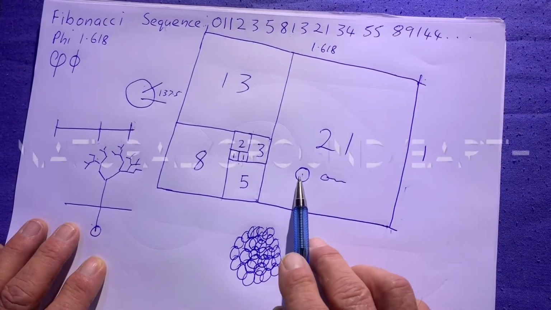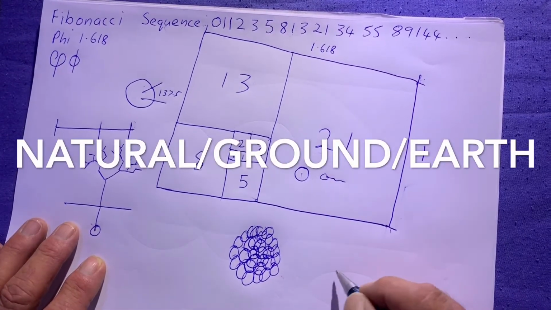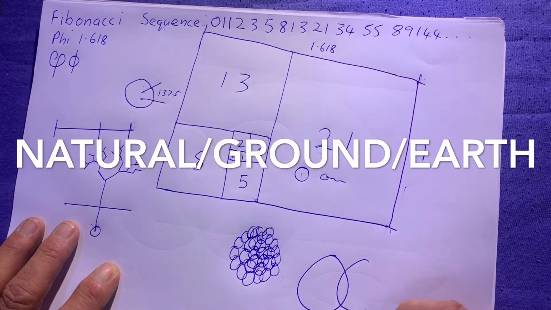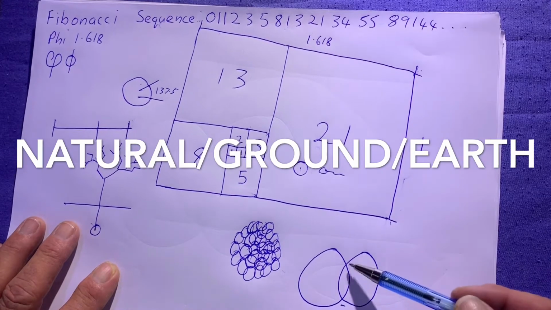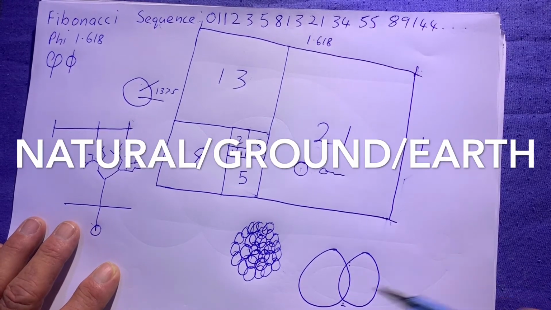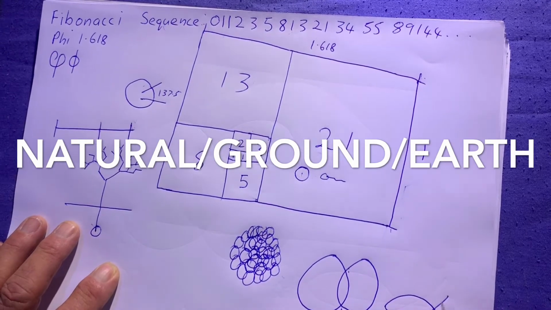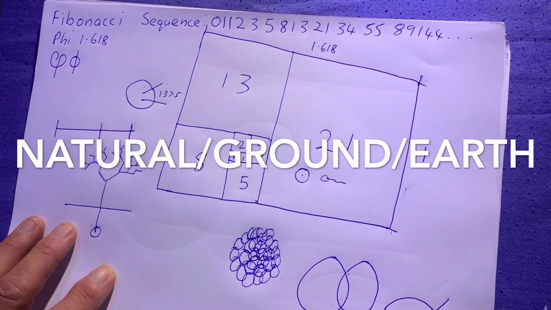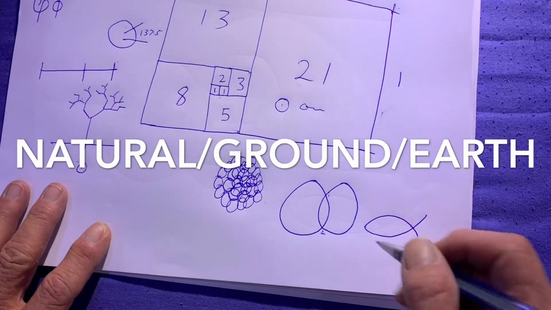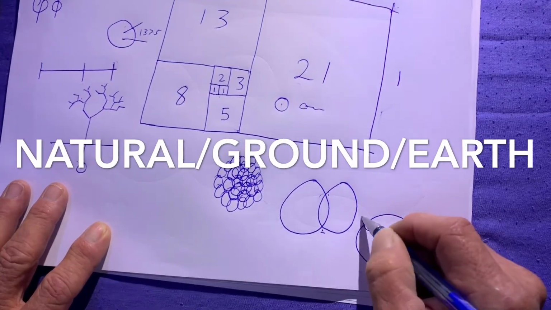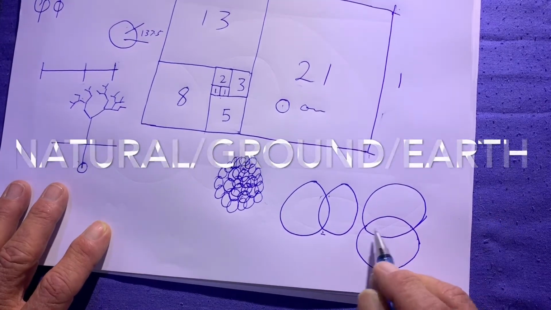After the sperm enters the egg and it becomes 1 and it divides into 2, you have this thing in the middle called the vesica pisces. The Christian symbol is like that, which is this in the middle. So that's the middle path.